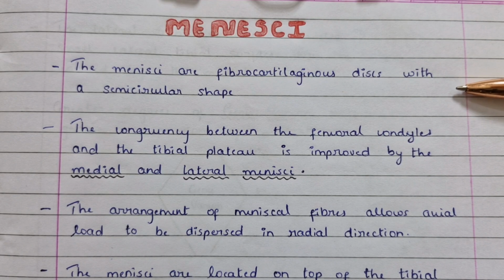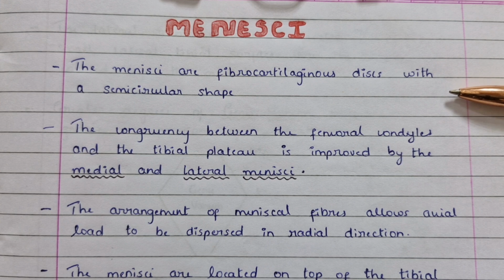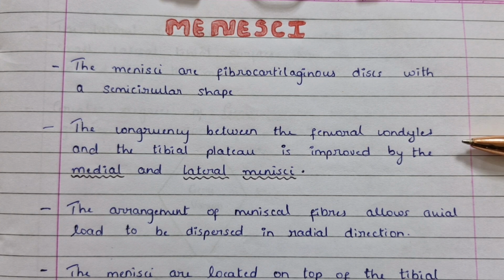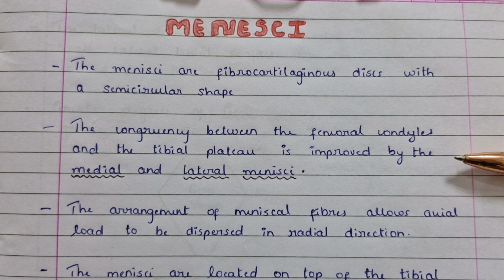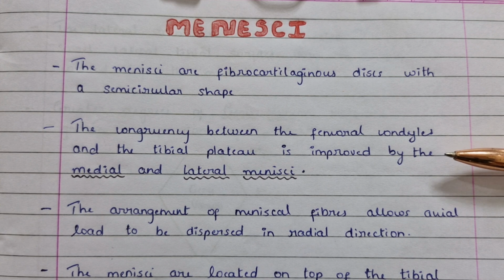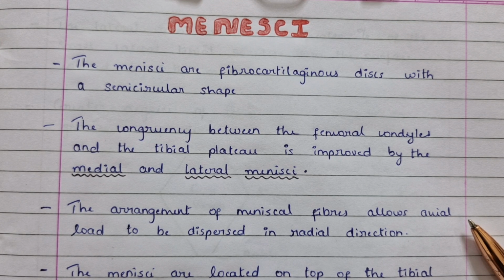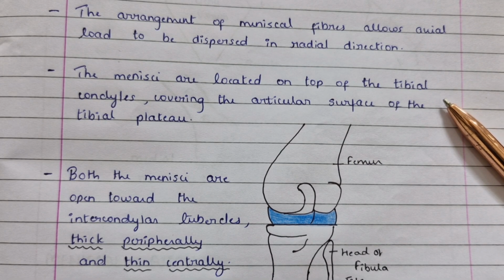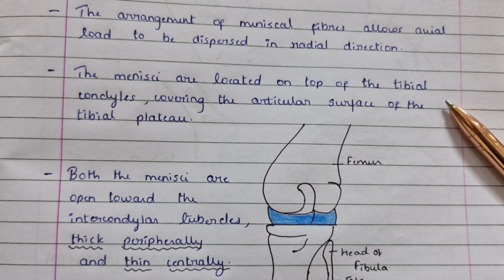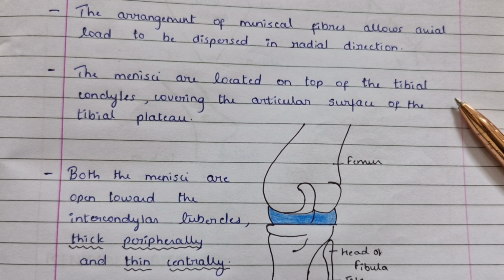Menisci. The menisci are fibrocartilaginous discs with a semicircular shape. The congruency between the femoral condyles and the tibial plateau is improved by the medial and the lateral menisci. The arrangement of meniscal fibers allows axial load to be dispersed in radial direction. The menisci are located on top of the tibial condyles, covering the articular surface of the tibial plateau.